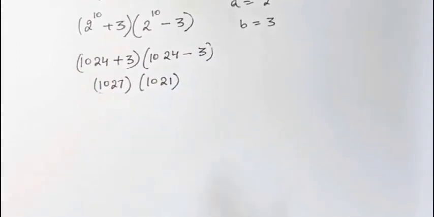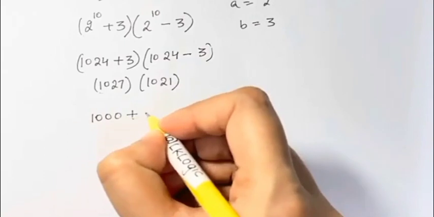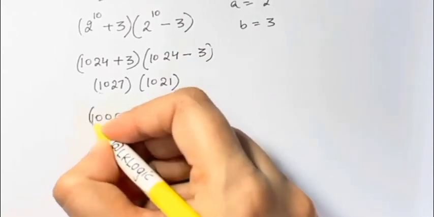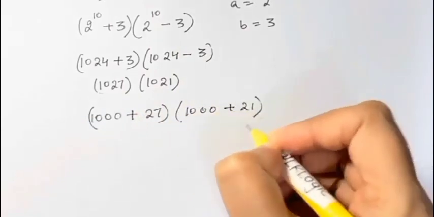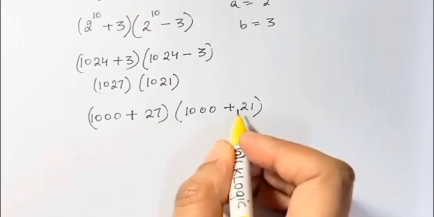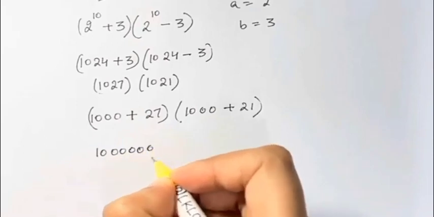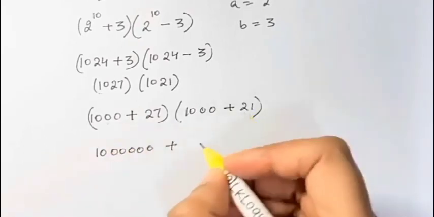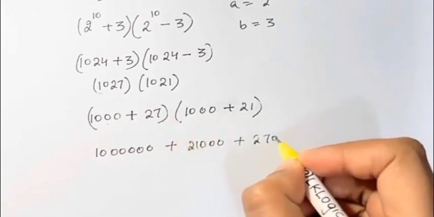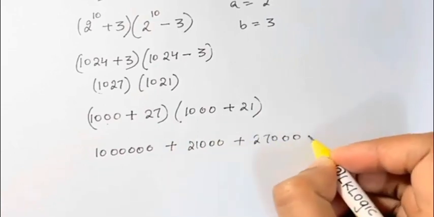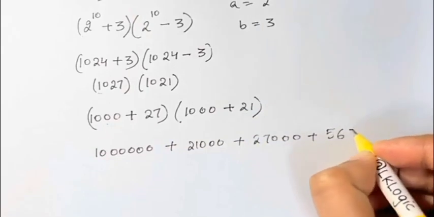Now multiplying this is also not easy, so we're going to split them. 1000 plus 27, then times 1000 plus 21. Now using the FOIL method, we are going to multiply 1000 times 1000, a million. So we have a million here, plus 1000 times 21, 21,000, plus 27 times 1000, 27,000, plus 27 times 21 will give you 567.